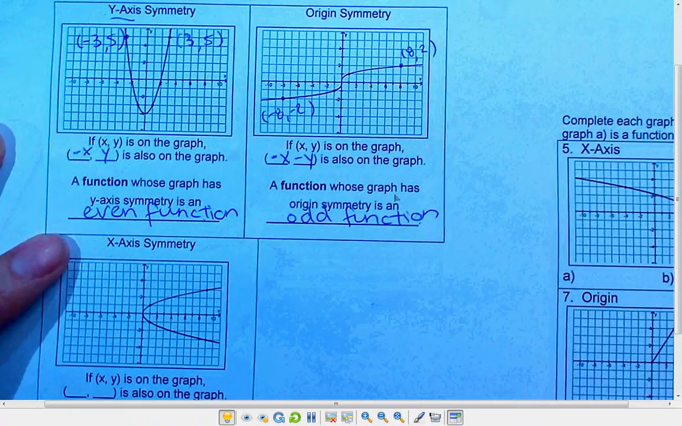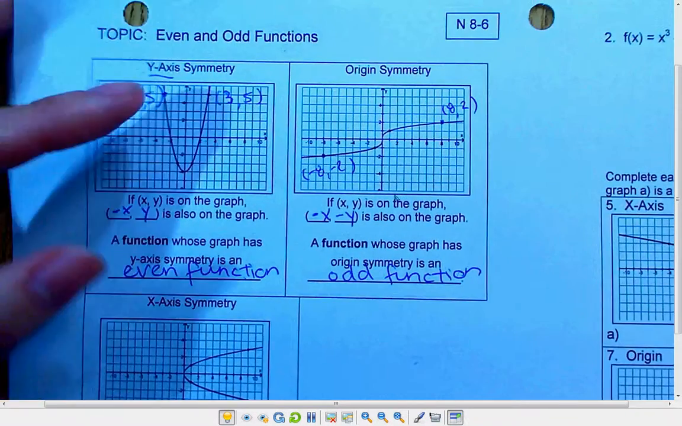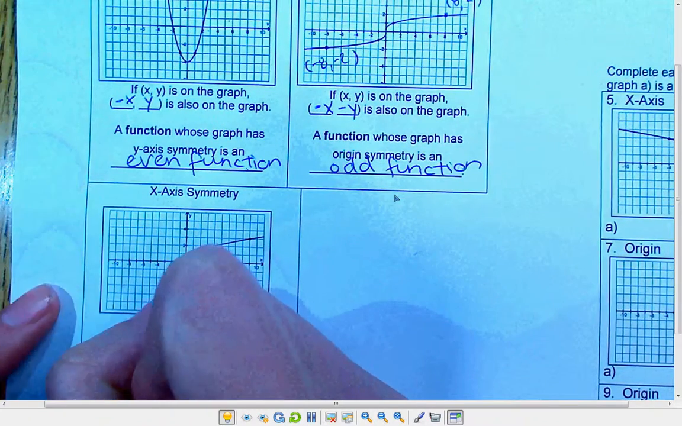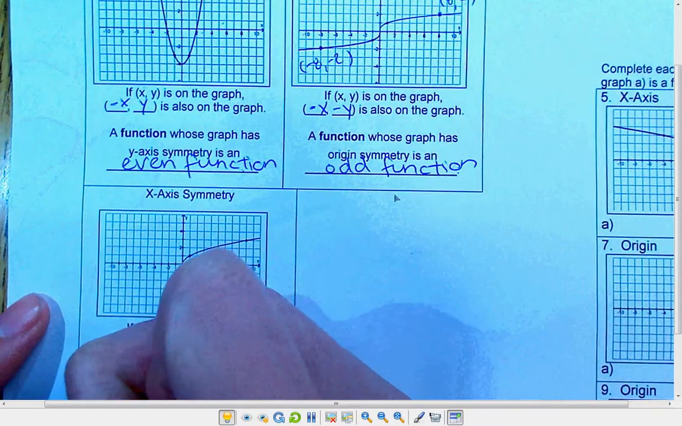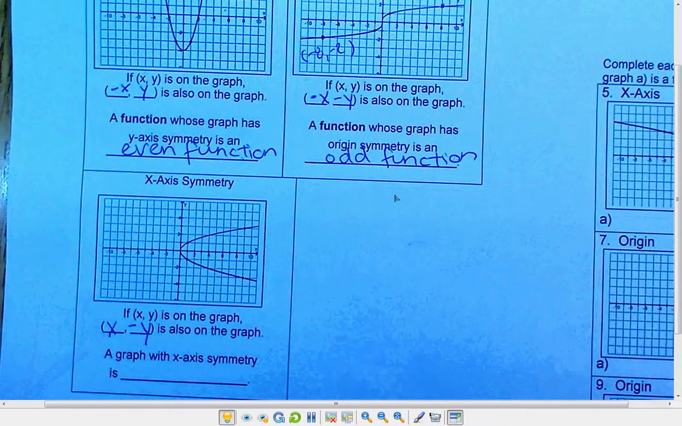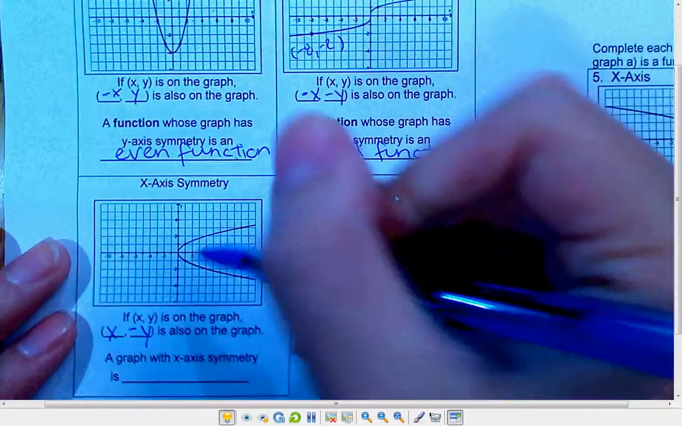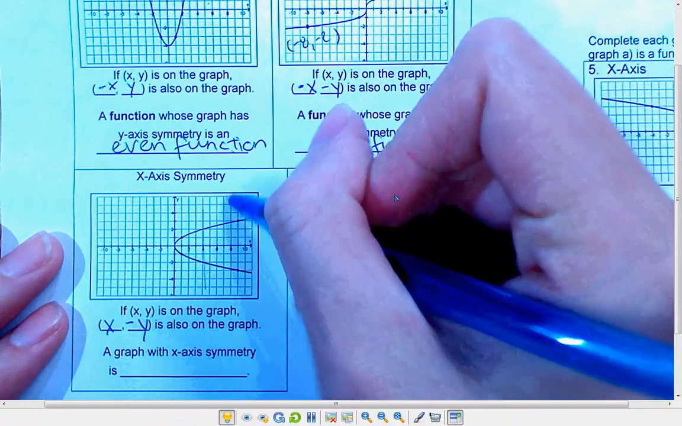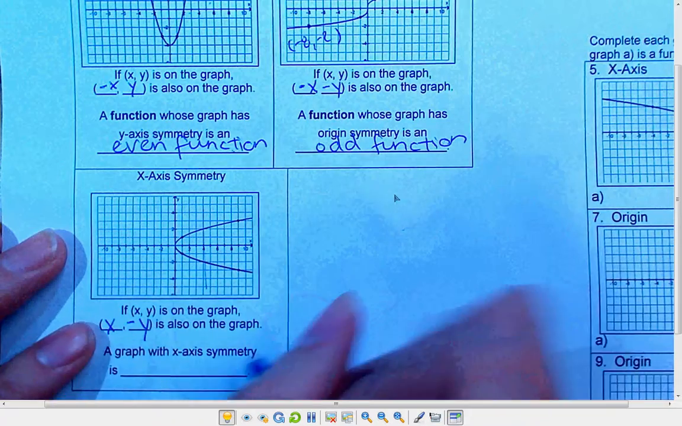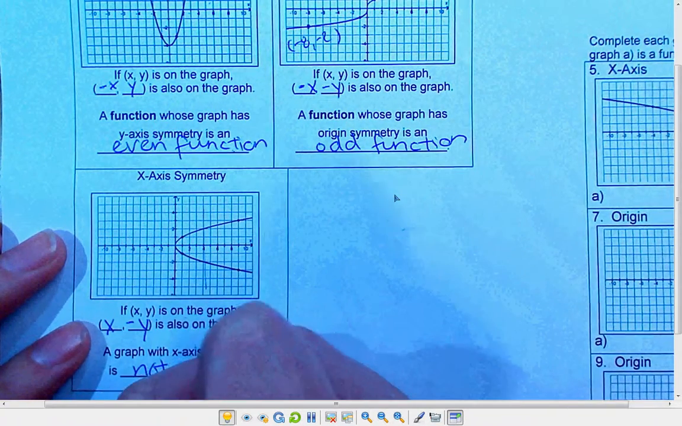Now we can also be symmetric across the x-axis, which means that if you have a point (x, y), x-axis reflections change your y. So we have (x, negative y). But we don't have a name for this, because if you draw vertical lines, it does not pass the vertical line test. So a graph with x-axis symmetry is not a function.